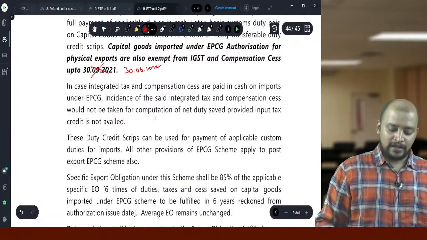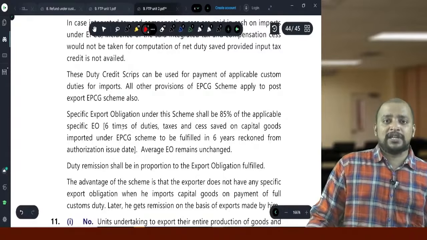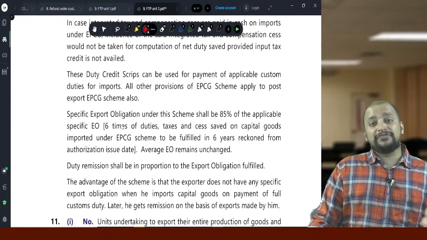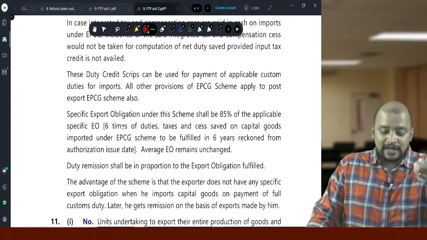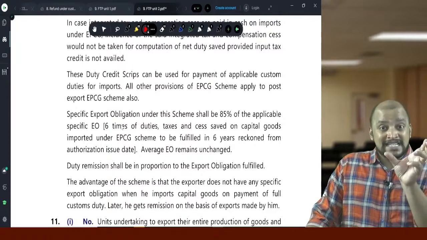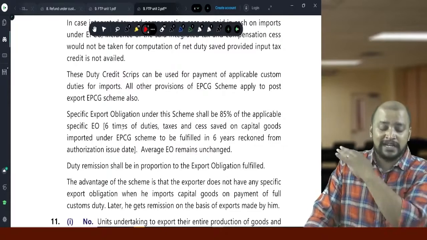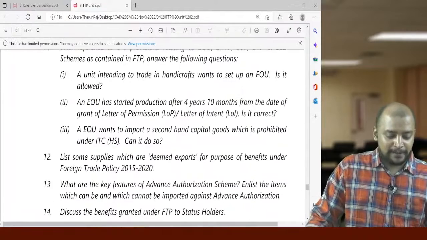36/2022. And they need to achieve an export obligation, an average export obligation, which means they need to maintain exports which are at least the average of the 3 preceding licensing years, and the specific export obligation is 6 times the duty saved. This export obligation they need to achieve over a period of 6 years. In that, 50% they need to achieve in the first block of 4 years and the remaining in the remaining 2 years.